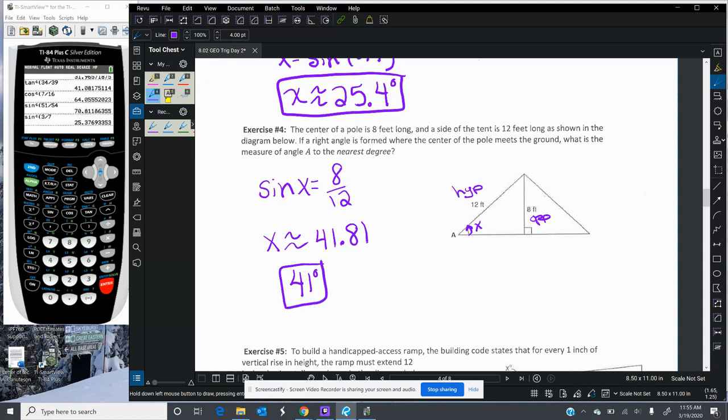Oops, mistake. Try this again. Not 41 degrees, Miss Bell. It's going to be 42. The 8 will bump it up. So that angle here is going to be 42 degrees.